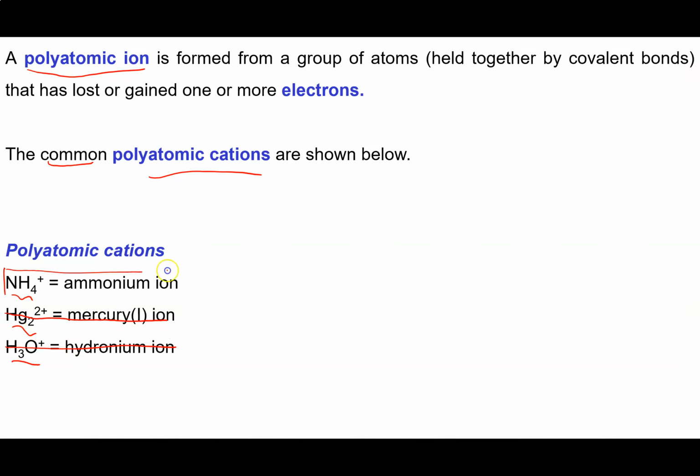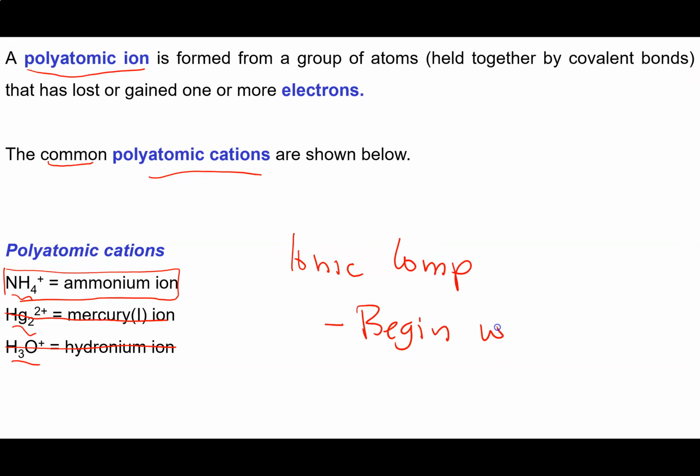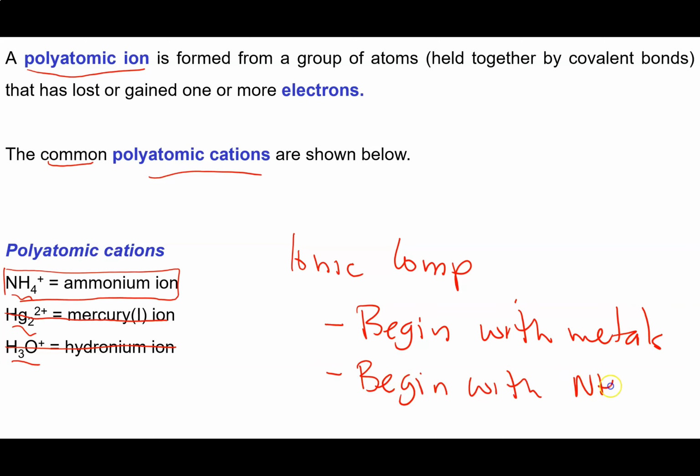Something for you to be aware of is that the ammonium ion can substitute for a metal cation in an ionic compound. Previously we had said that ionic compounds can be recognized because they begin with metals. We should add to our list that they could also begin with NH4+. That polyatomic cation can substitute for a metal cation.